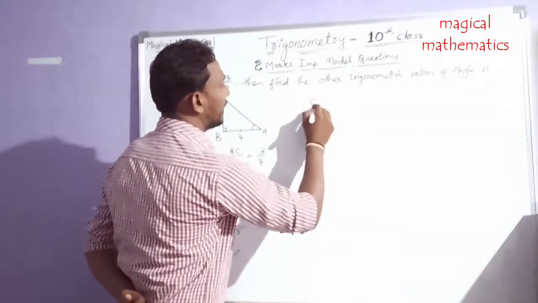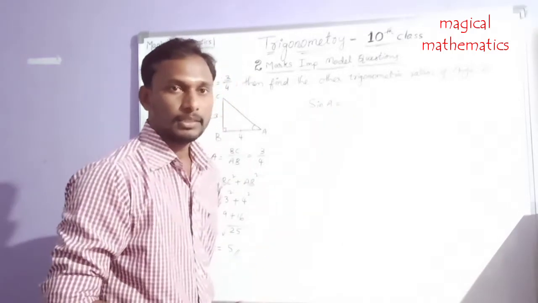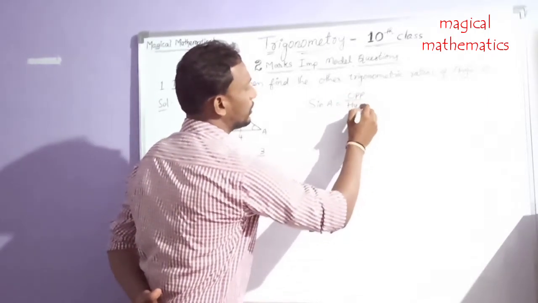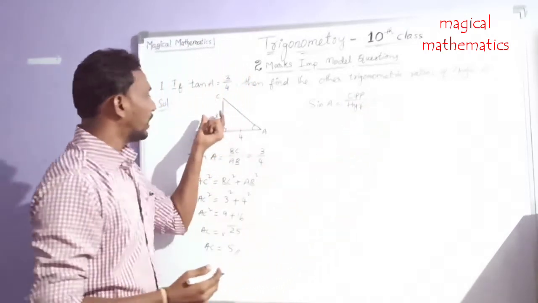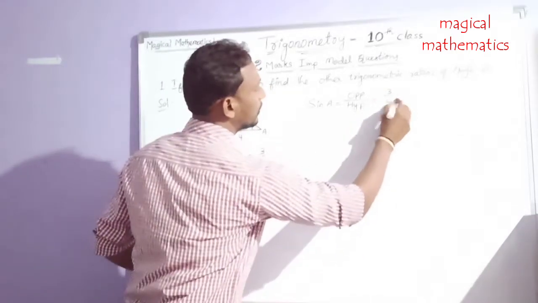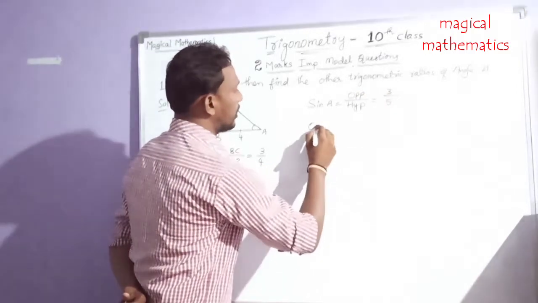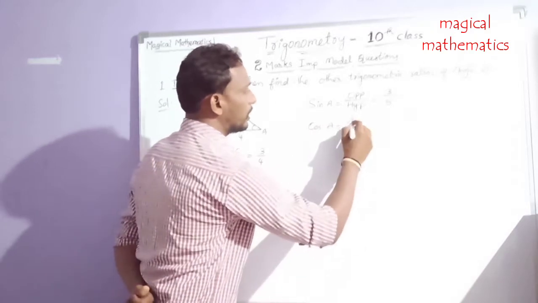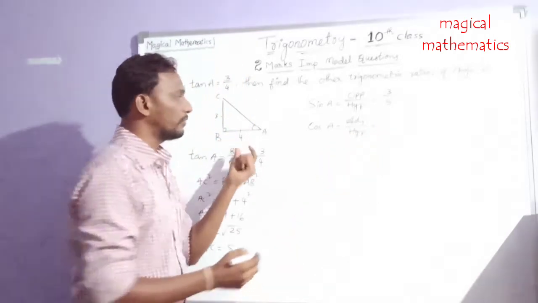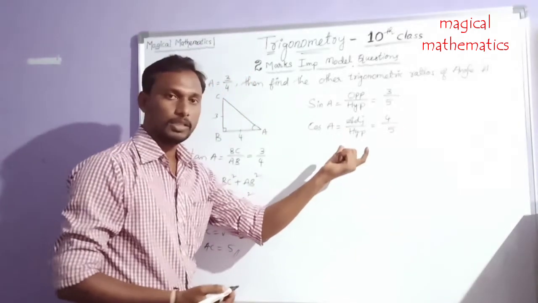So first, sin A. I am finding sin A. Sin A is nothing but what? The ratio between opposite side by hypotenuse. So the opposite side we have is 3, and now we got the hypotenuse is 5. So sin A value is 3 by 5. Next, cos A. Cos A is nothing but what? Adjacent side by hypotenuse. The adjacent side we have is 4, hypotenuse we got 5. So cos A value is 4 by 5.